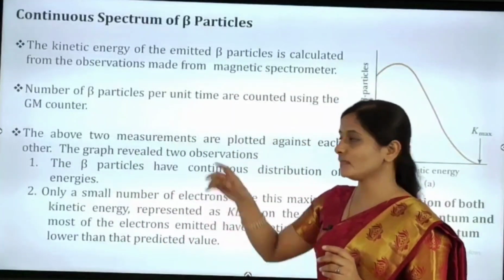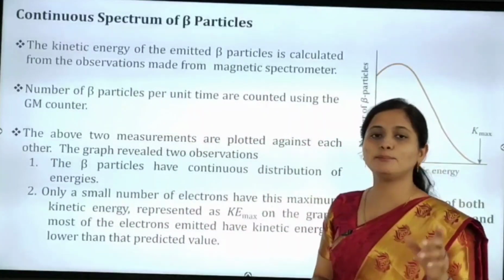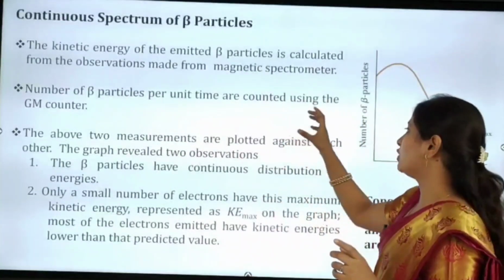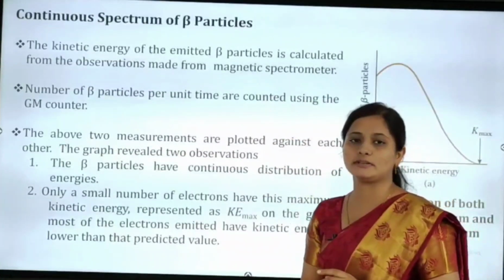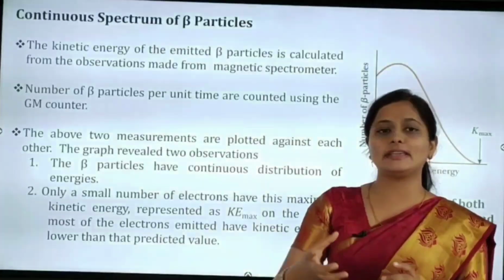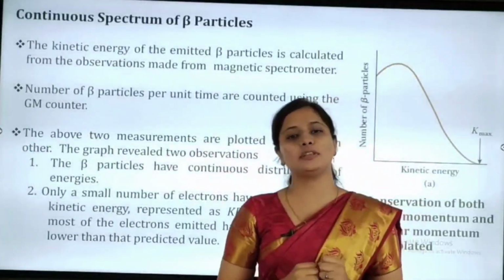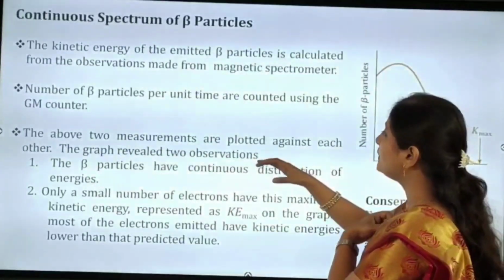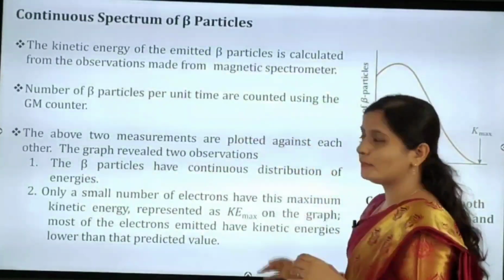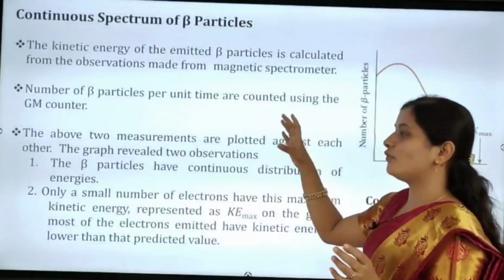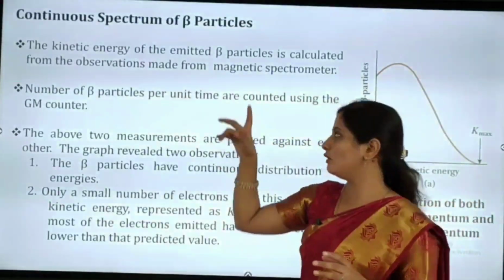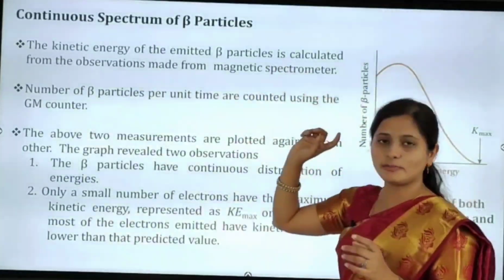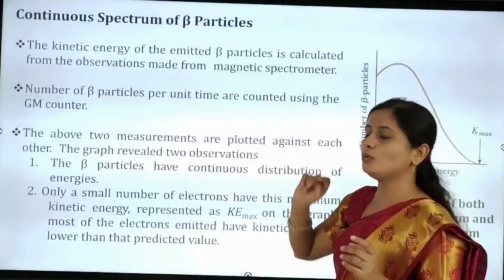Next, the number of beta particles per unit time is counted using the GM counter. In the GM counter we can measure the radiation of the beta particles. So in the second point, the number of beta particles per unit time is counted using the GM counter.